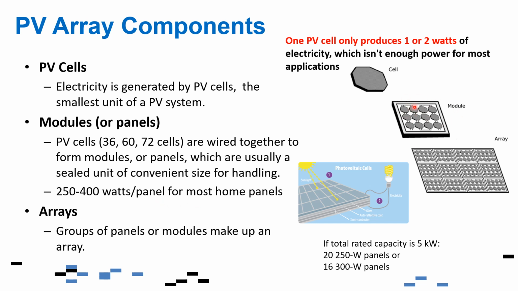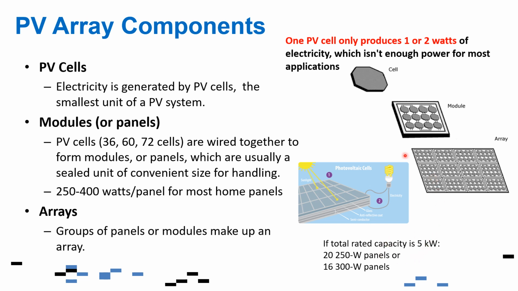All right. So we have the PV cell, then we have the PV module, and then these modules or panels are linked together to form a solar array. This array is what we call a group of panels or modules making up the whole array. This is what we see on the rooftops of houses, so that it can produce the amount of power that is needed for the specific use.